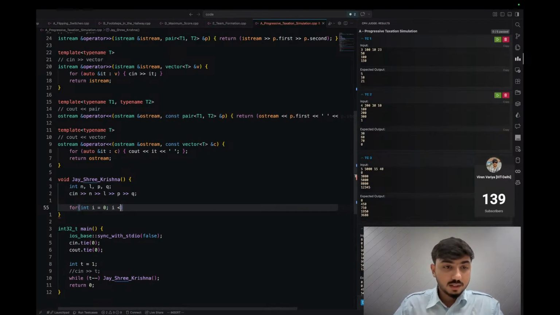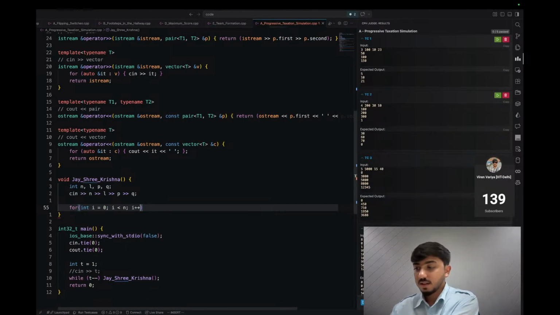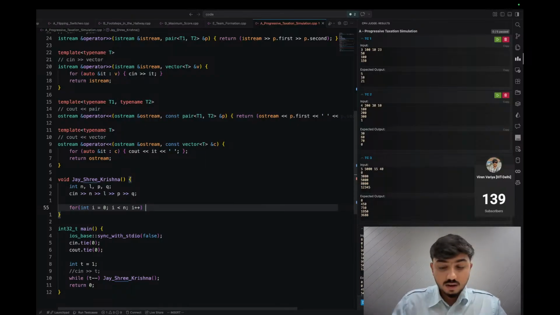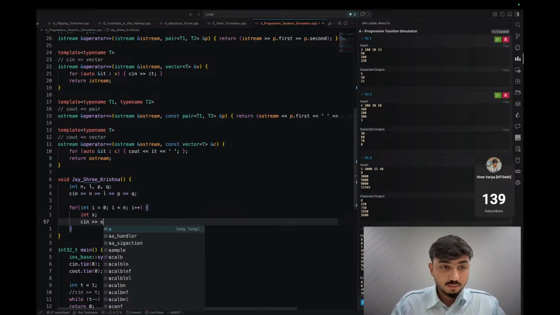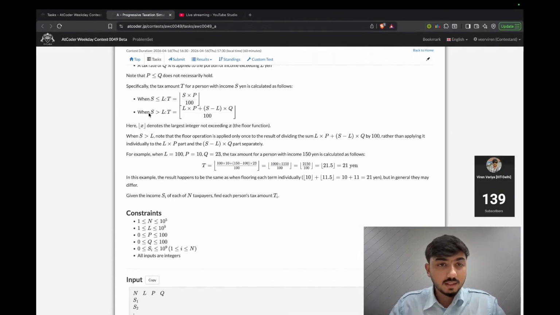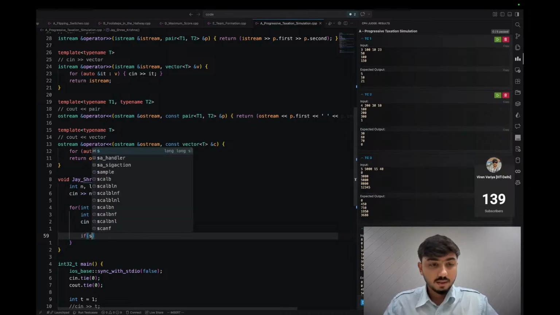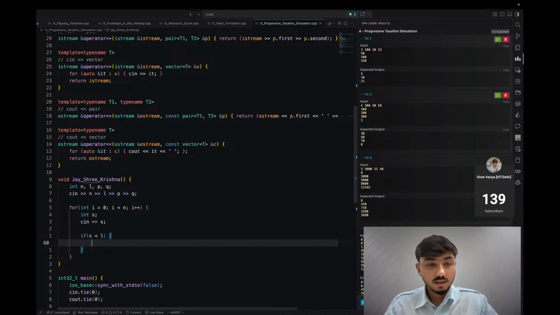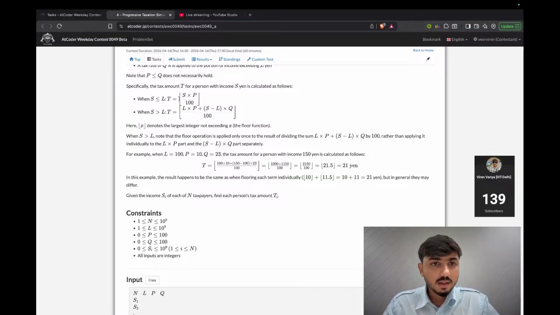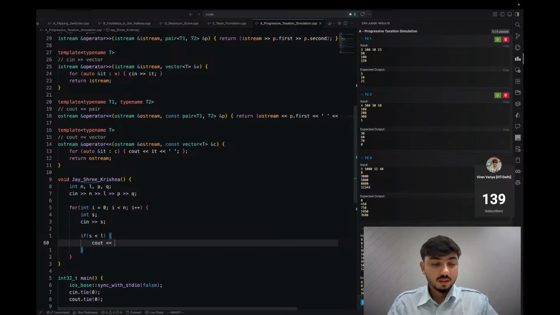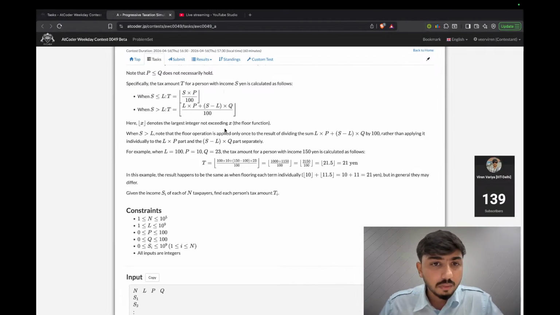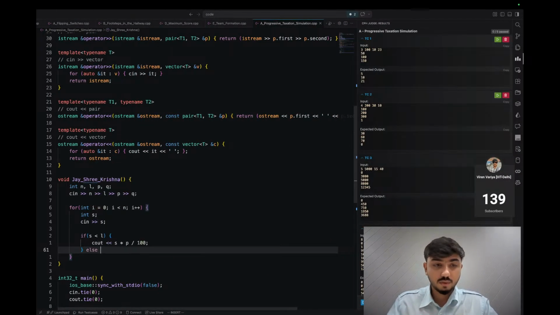I is equal to 0, I is less than n, I plus plus. Let me take s as an input. If s is less than l, then we simply output t. This is the tax: s times p divided by 100. Oh, no, okay, it's fine, it's a floor only.